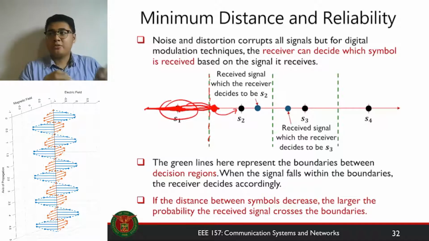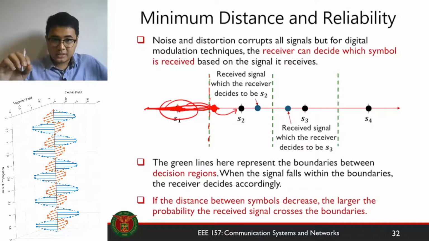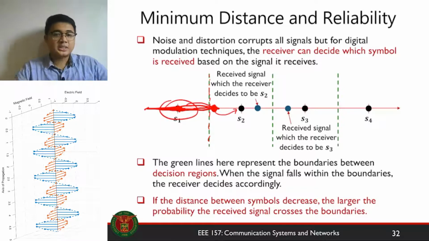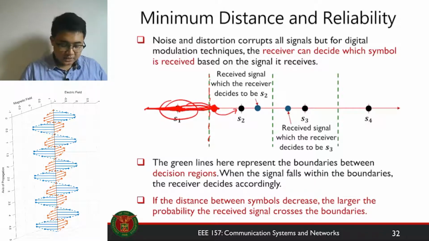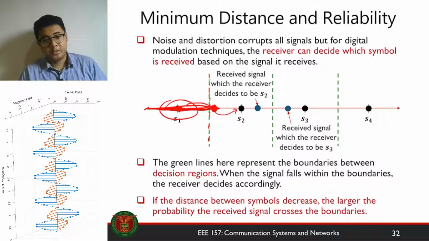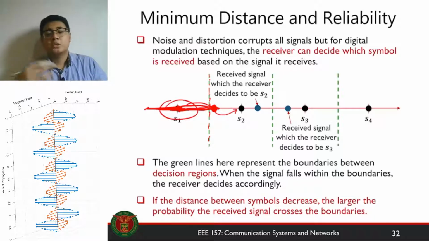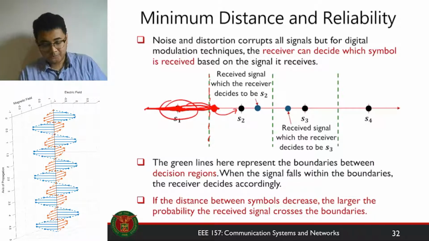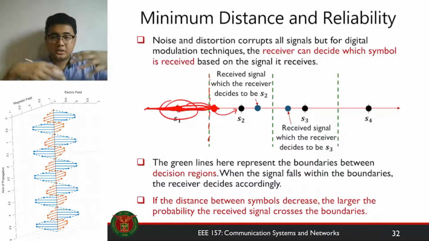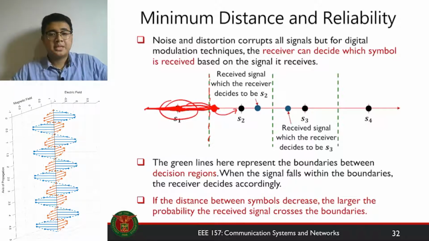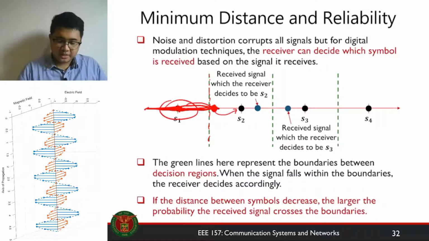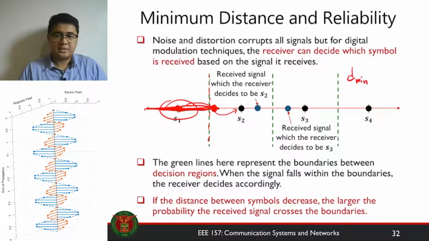Okay? So if you space the signals far apart with the same amount of noise, there's less chance for the received signal to go over the boundary. Therefore, we can use the minimum distance as a measure of the reliability of your constellation map. So if you have a larger minimum distance, your constellation map is more reliable. Okay? Because the probability that your receiver will make a bad decision will be less. Okay? So that means that the minimum distance, let's call it dmin, has an indirect correlation to the probability of error.